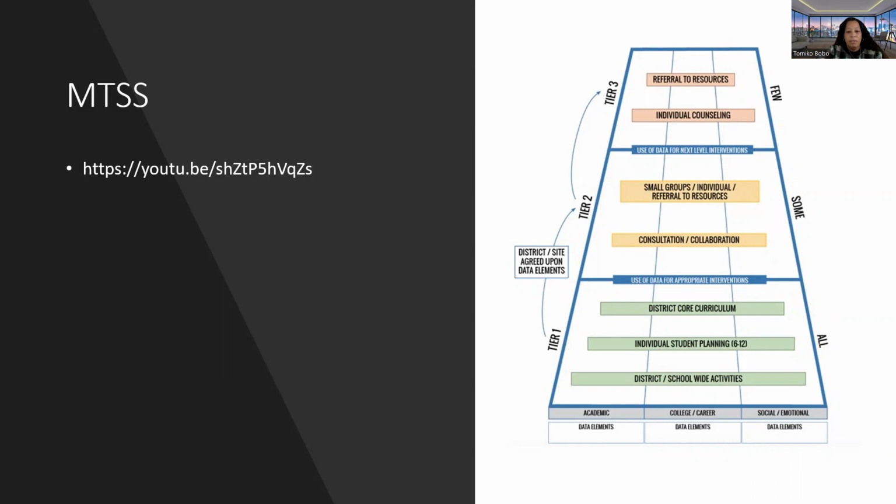In Tier 1, we're talking about district-wide school activities, individual student planning, and district core curriculums. Second Step is a district core curriculum for emotion. So this is something that every student would receive.